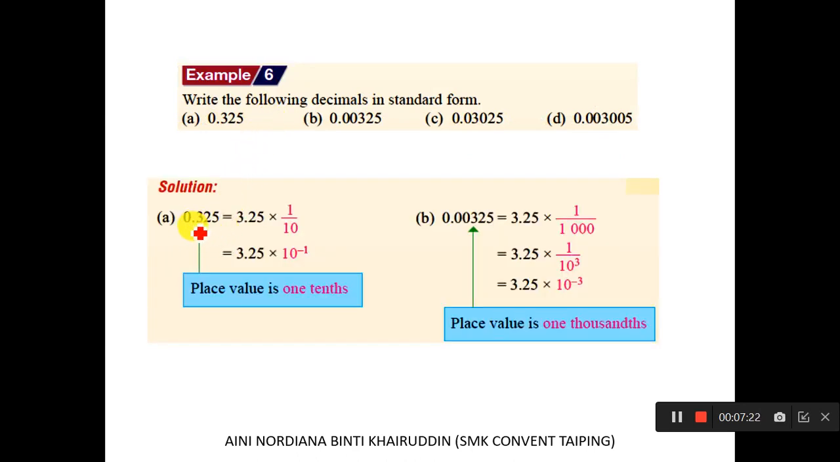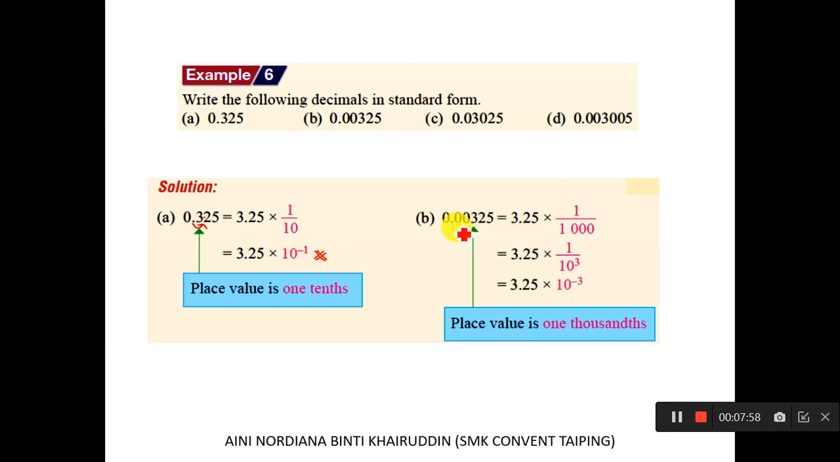So you have to move 1 time to the right, so that becomes 3.25. So that satisfies the value of A. Remember, the value of A must be greater or equal to 1, less than 10. So just move 1 time. So the answer will be 3.25 times 10 to the power of, you put negative and you write the number you move. Okay, you move 1 time, so negative 1. So this is the answer.